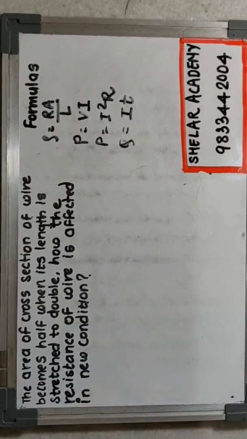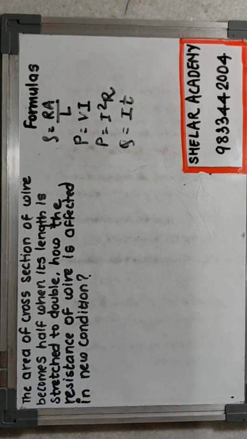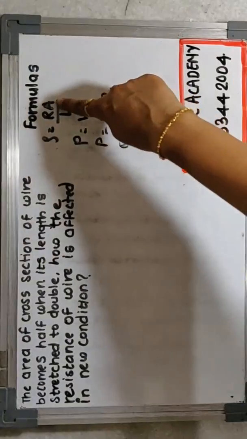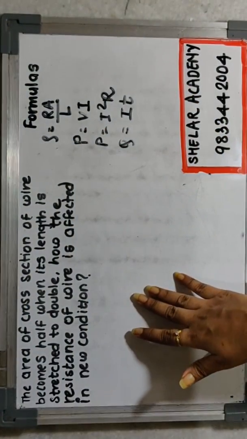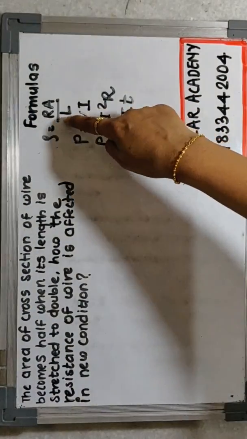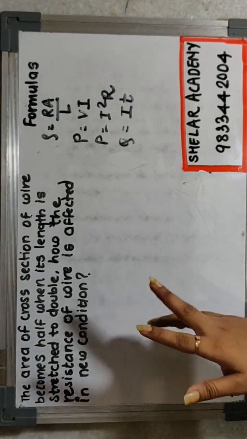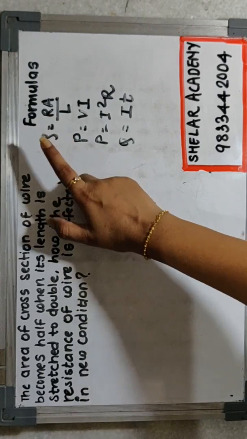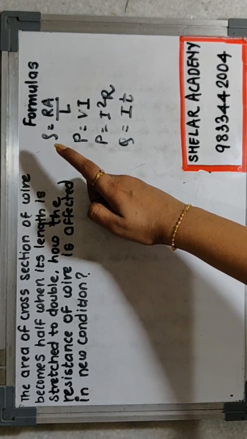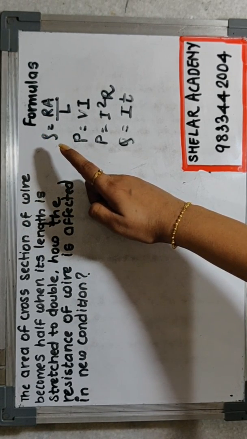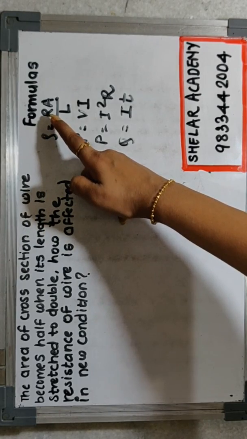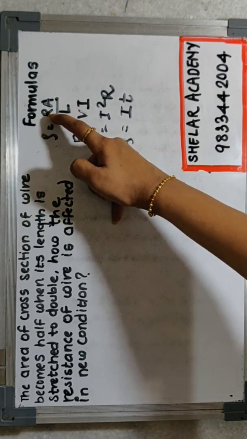Okay, so this is our second sum. The sum says the area of cross section of a wire becomes half when its length is stretched to double. Means the length is doubled, but the area of cross section is made half. How is the resistance of the wire affected? Just keep in mind, they're not talking about resistivity, they're talking about the resistance. So we are supposed to find this.